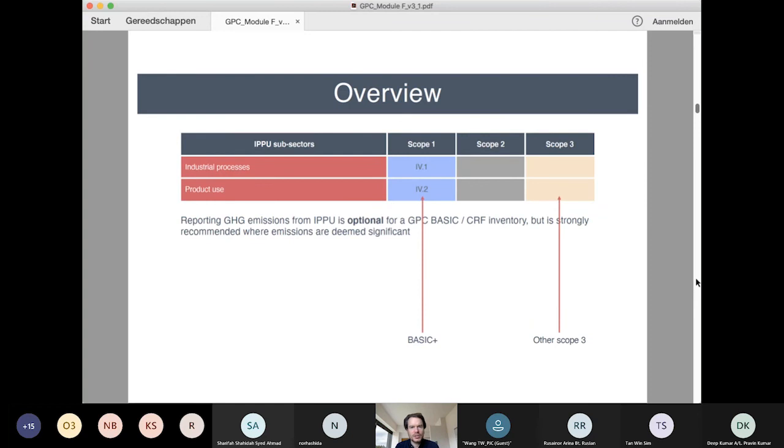Okay, so this is the GHG reporting table. As I mentioned, this covers just scope 1 and is covered by basic plus. So you don't have to report these emissions, they're optional, but recommended where emissions are deemed to be significant.